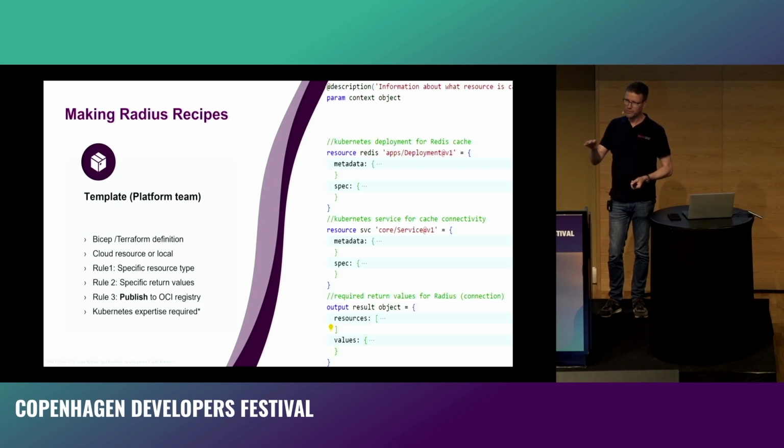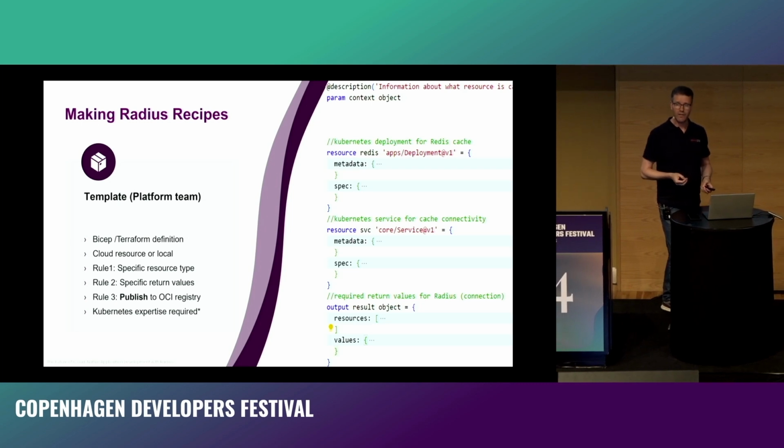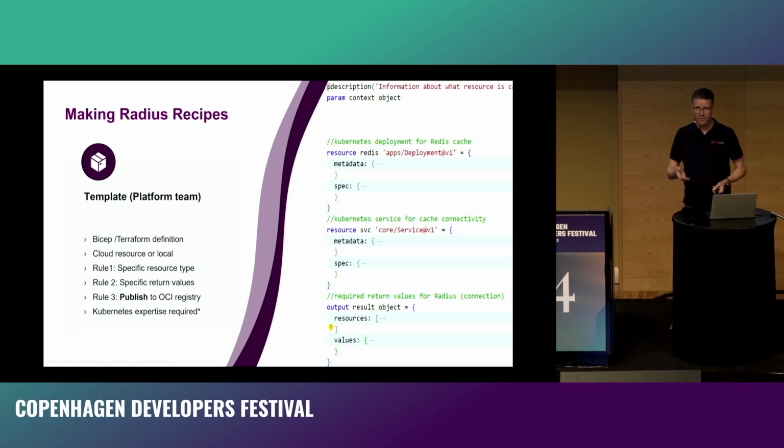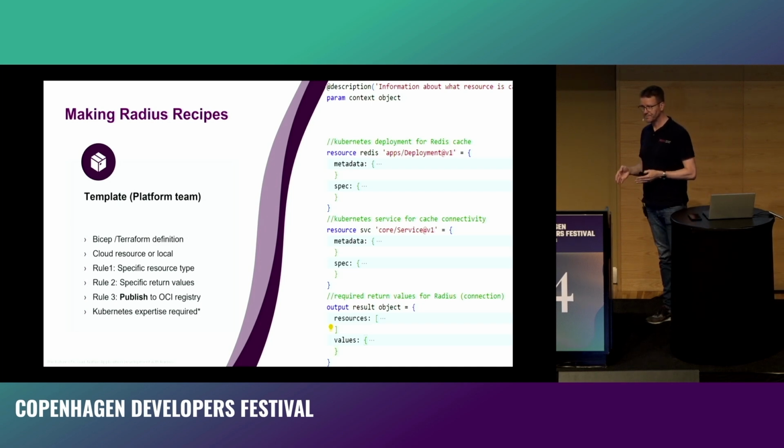And it should follow these compliance rules. This is where recipes come in. So a recipe is a template for infrastructure. And well, there are a couple of rules to follow. If you want to create one of these Radius recipes, then you need to make sure that you stick to the right resource type. So a recipe is always of a concrete type.